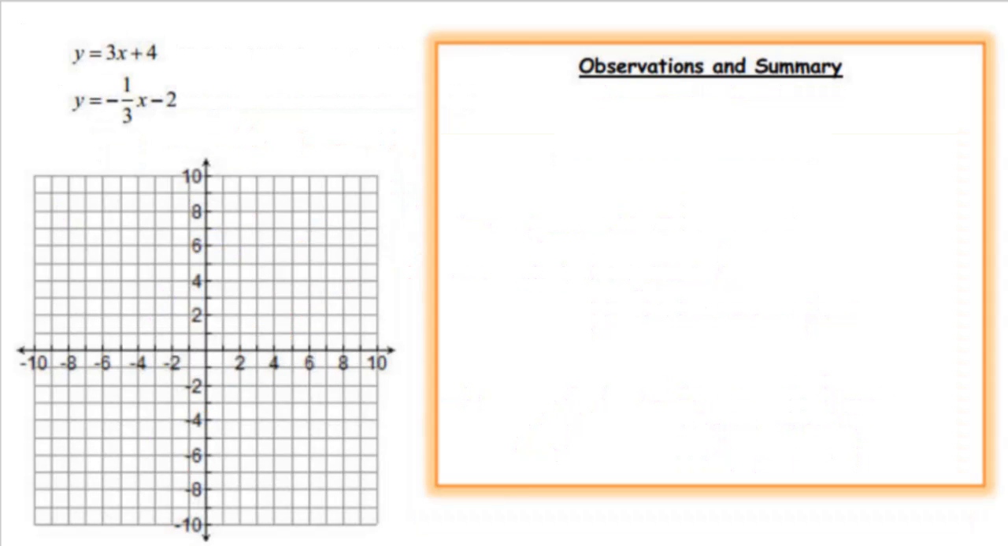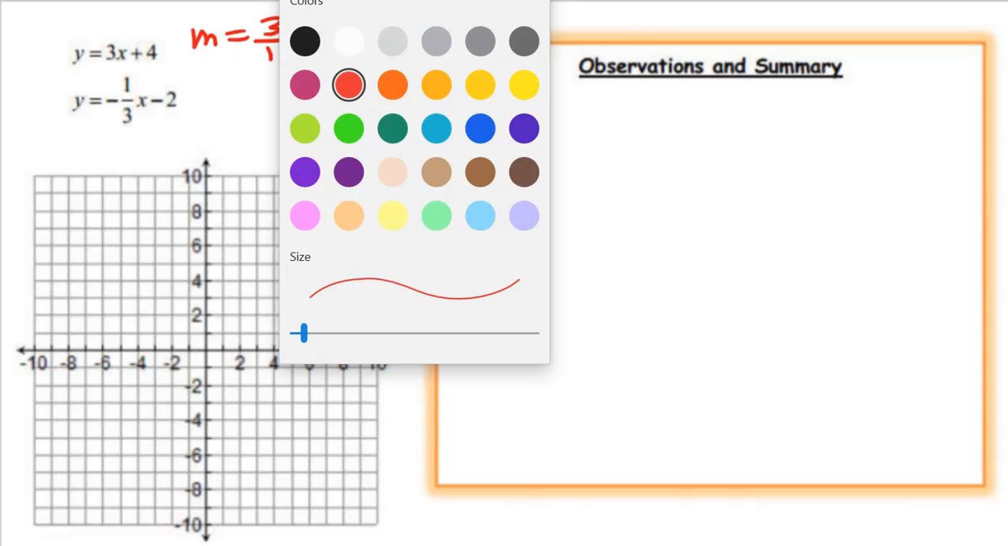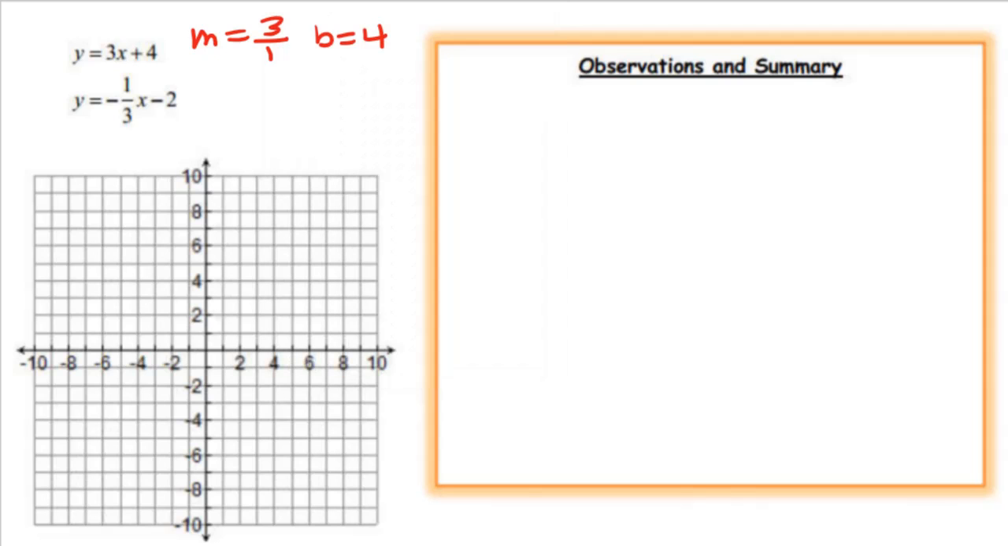Alright, so now let's look at the other example. Second half, again, I'm looking to see if the equations are in y = mx + b form, and they are. For the first one, my slope is 3, so that's 3 over 1. My y-intercept is 4. Again, when you're graphing, this is the kind of work you would have to show. The second graph is also in y= form. My slope this time is -1/3. Y-intercept is -2.